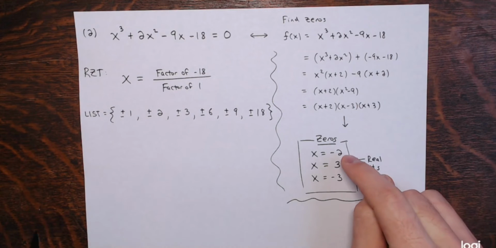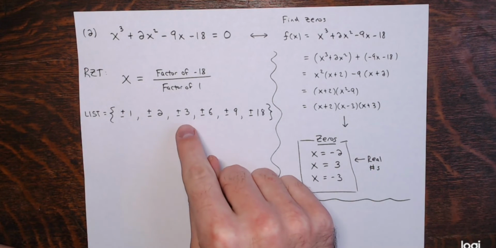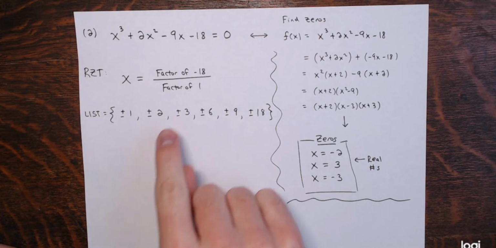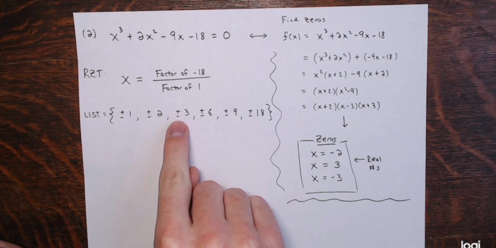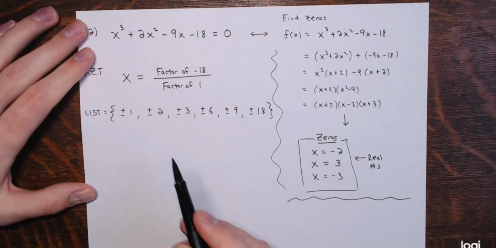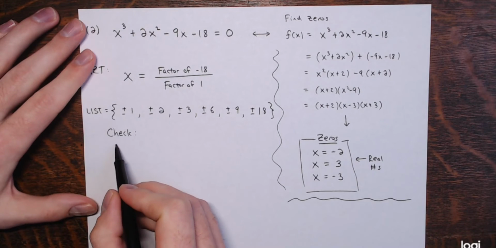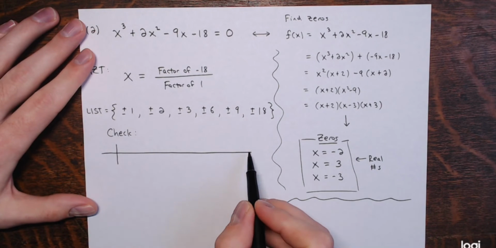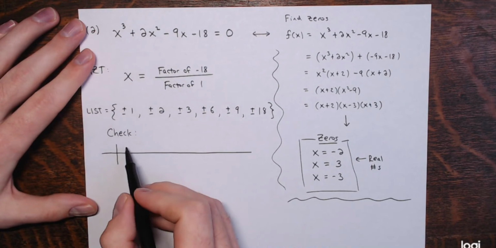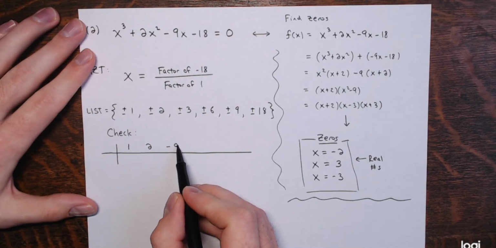Notice that the ones I found all over here, -2, +3, and -3, these are all rational, and they're on the list. And then we start checking using synthetic division. So up top, the coefficients of my polynomial, 1x cubed, +2x squared, -9x to the first, -18.